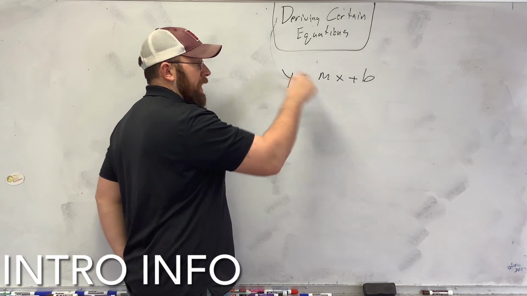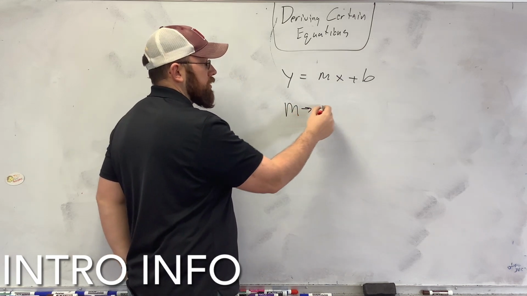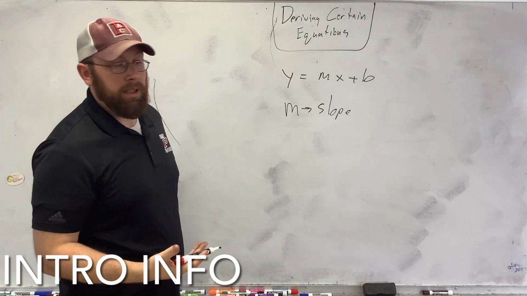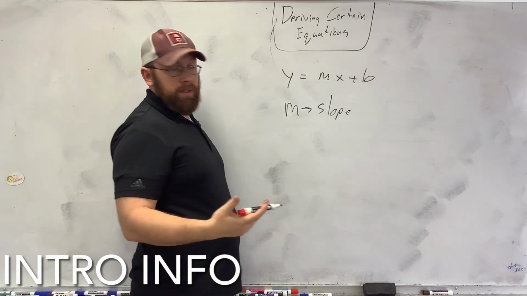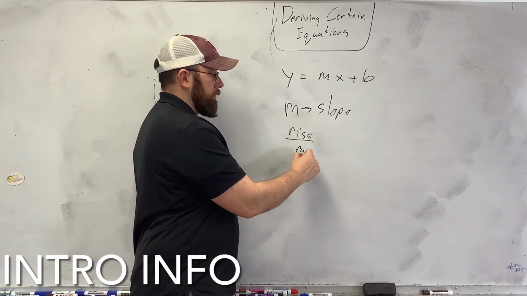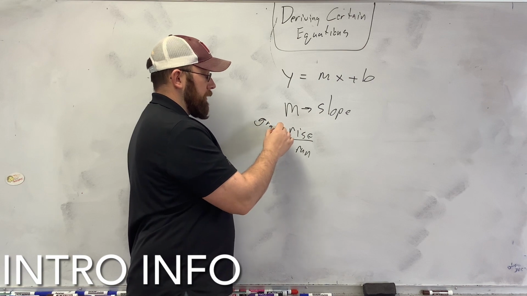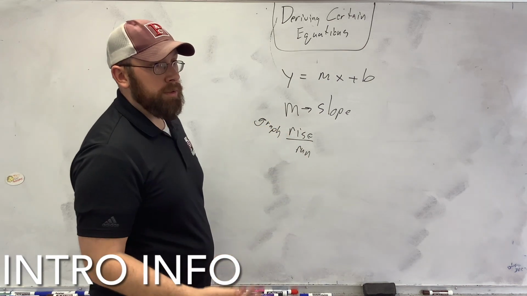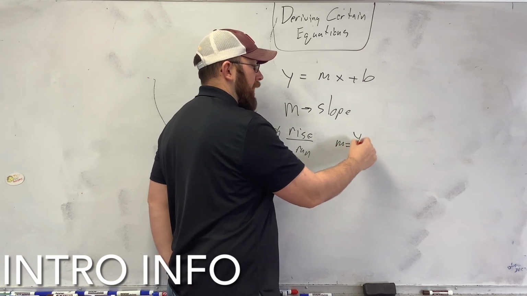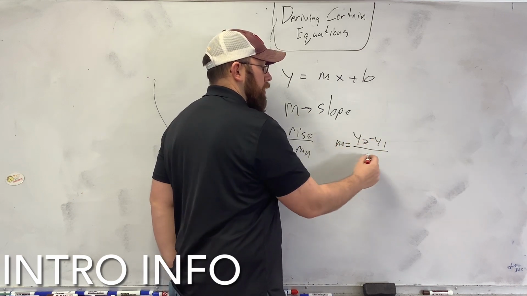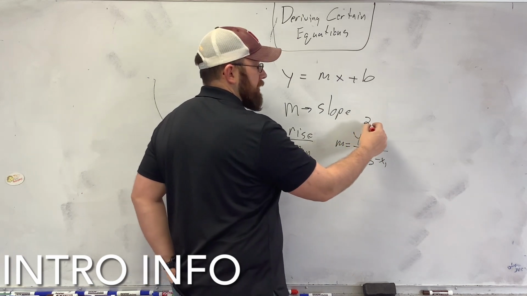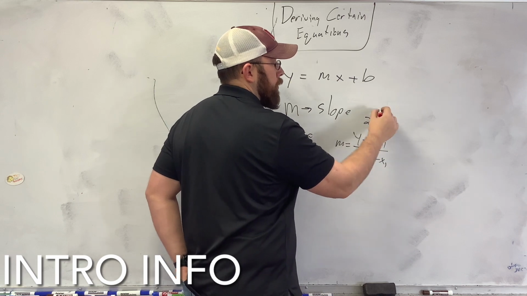You're looking for the m, which is your slope. Now there's two ways to find slope. If you have a graph, you can use rise over run. With a graph, you can also use the slope formula, which is y2 minus y1 over x2 minus x1. This is when you have 2 points, or 2 ordered pairs.